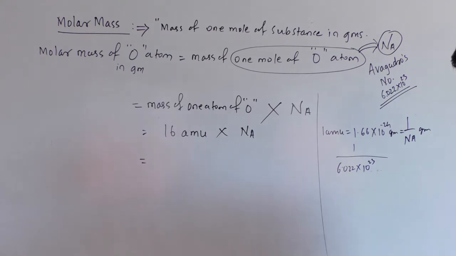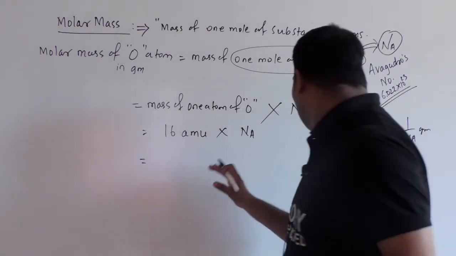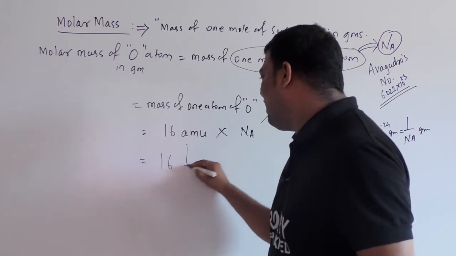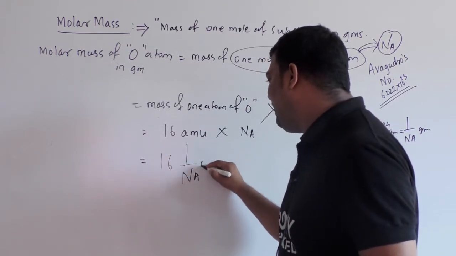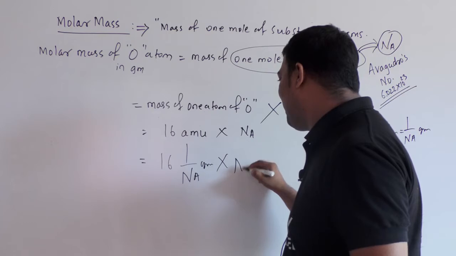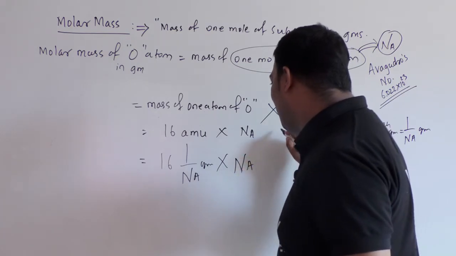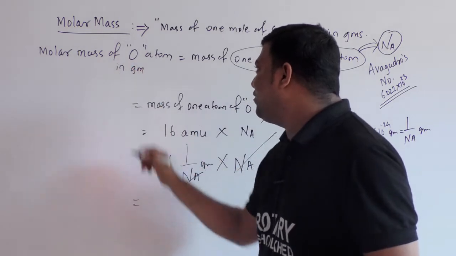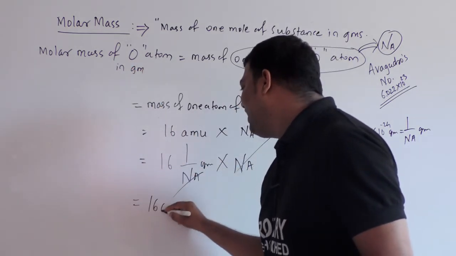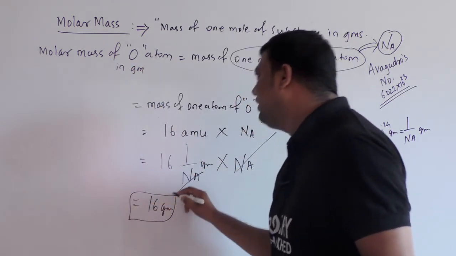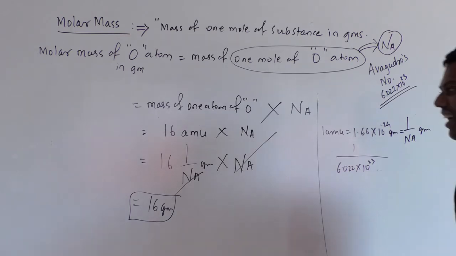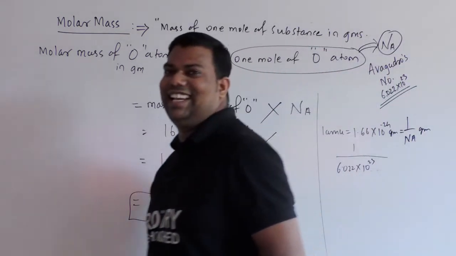Understood? So simply I will write, instead of 1 AMU I will write like this, 16 what beta, 1 by Na gram into what? Na. So beta what will happen? Na से Na cancel. So what we will get? Molar mass of oxygen atom in gram is how much? 16 gram. Okay. Understood? I hope you understood this thing clearly.